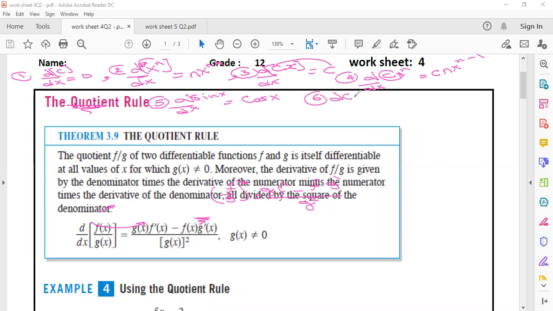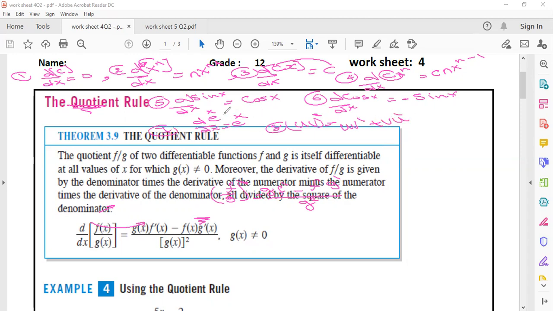Number 6: the derivative of cosine x with respect to x is negative sine x. Derivative of the natural exponential function with respect to x is e to the power x. That is the 7th rule. Sorry, 8: the derivative of a product of two functions. I apply this rule when we find the derivative of a product of two functions. It will be the first multiplied by the derivative of the second, plus the second multiplied by the derivative of the first.